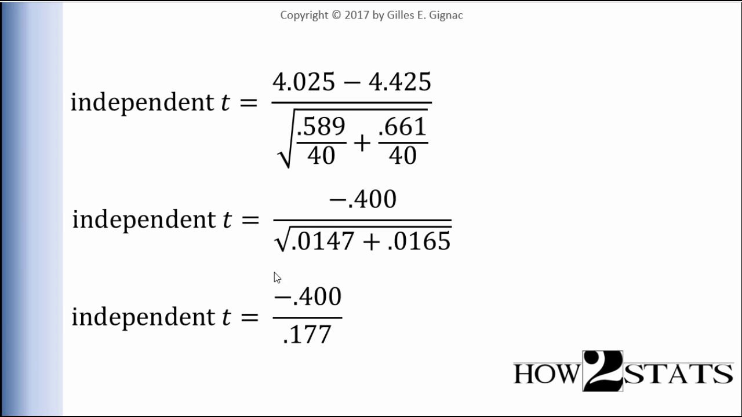And I still have the numerator here, the difference of 4.025 minus 4.425. And when I divided these two values, I got the independent sample t-test value of negative 2.260.